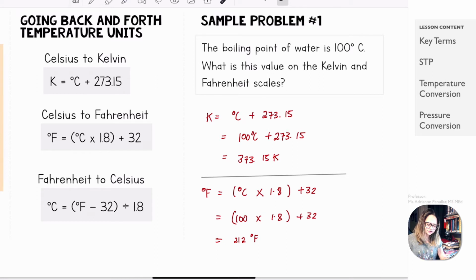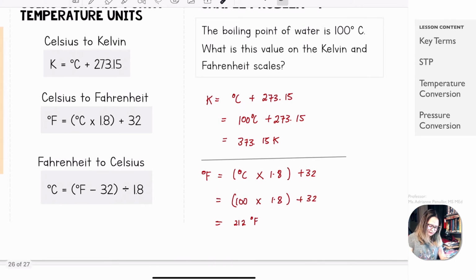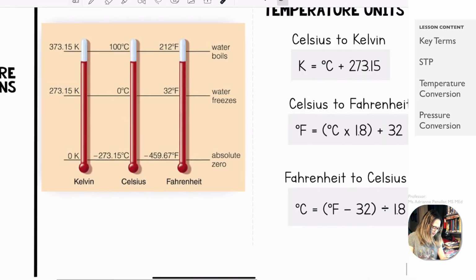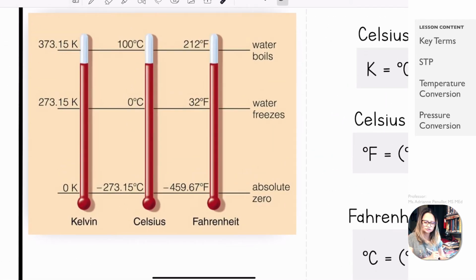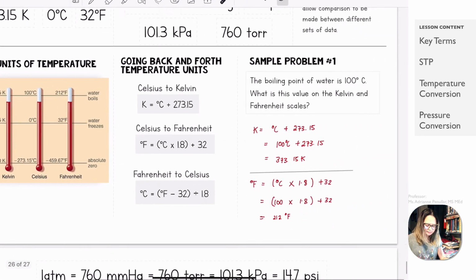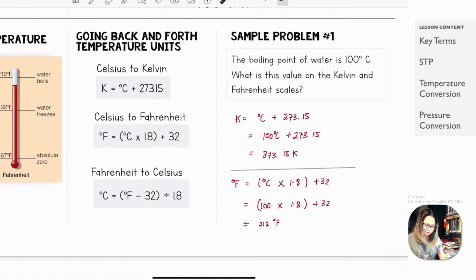So let's do a sample problem. The boiling point of water is 100 degrees Celsius. What is the value on the Kelvin and the Fahrenheit scale? To convert to Kelvin, I'm going to use this formula. I plugged in 100 degrees Celsius plus 273.15, and I get 373.15. I go back and see that that looks correct. What about the Fahrenheit? I want to go from Celsius to Fahrenheit, so I'm going to use this formula. Celsius multiplied by 1.8 plus 32, and I get 212. Not so bad there.